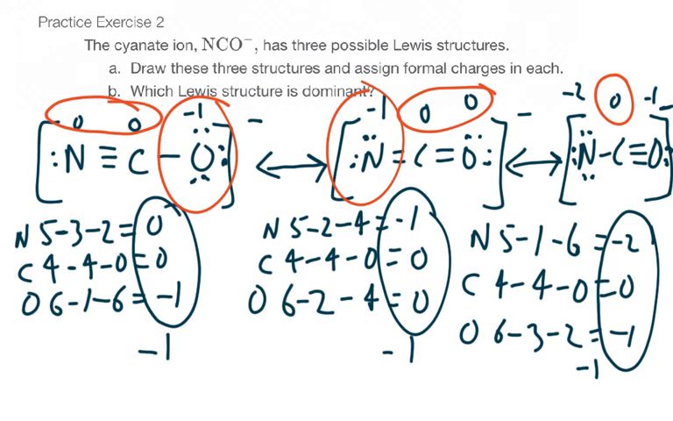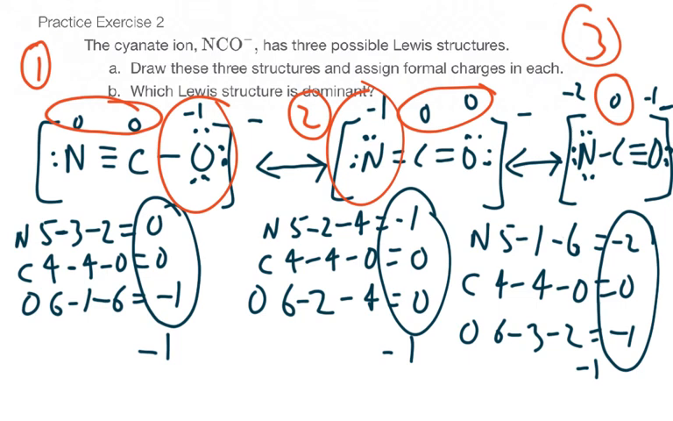The rule is we want the negative to be on the element that's the most electronegative of the two. Well, oxygen is more electronegative than nitrogen. So the most dominant structure here would be the one with the negative on the oxygen, which would be the first structure. The second structure would be second, and the third structure would be the least likely to find. So that's how we use formal charges assigned to each atom and compare, so we can determine which structure would be the most dominant.